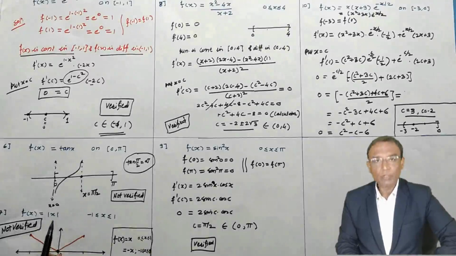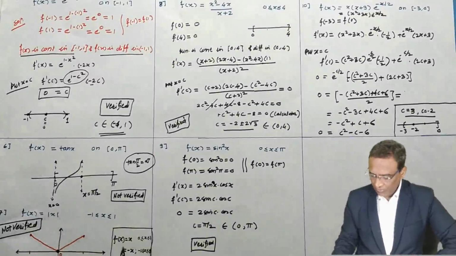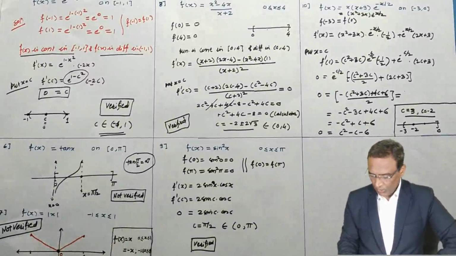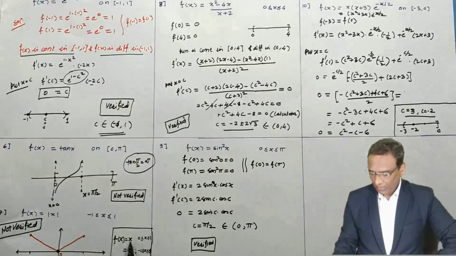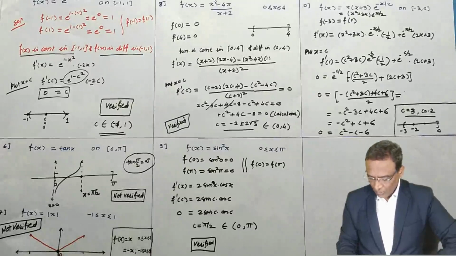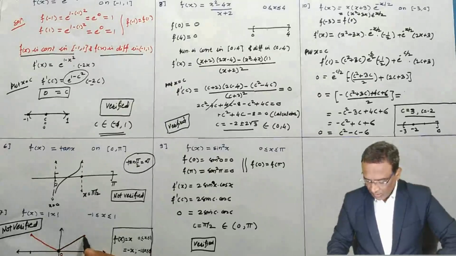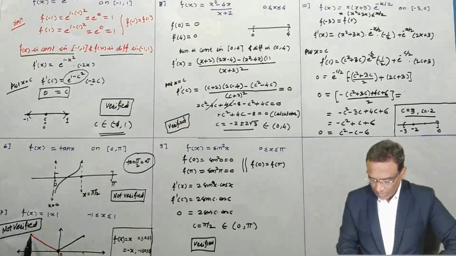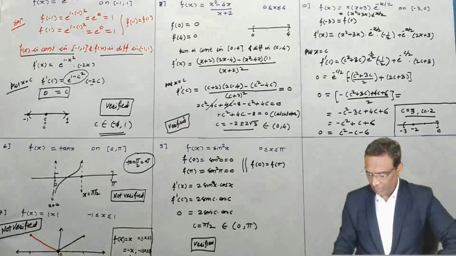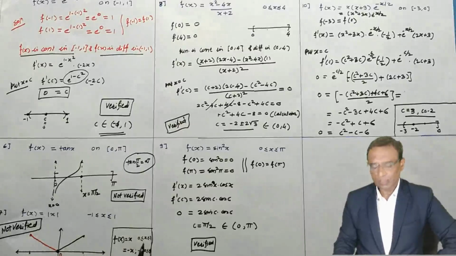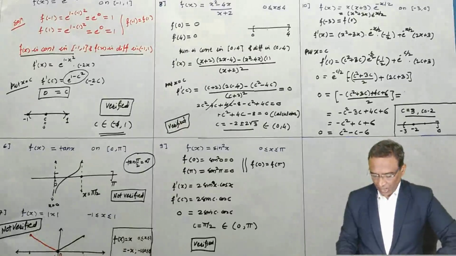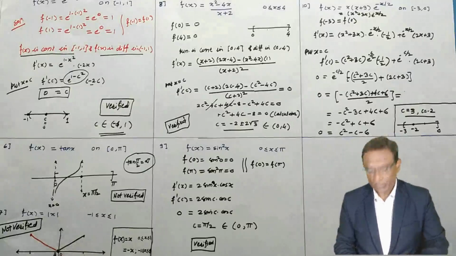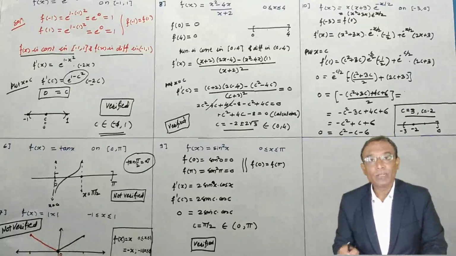Here f x equal to mod x. The mod x function is defined like this. The interval is minus 1 to 1. For 0 to 1, mod x is x, and for minus 1 to 0, mod x is minus x. Okay. In this way, the mod function is defined, and theoretically, the mod function is continuous. Mod x is continuous in minus 1 to 1, but it is not differentiable.